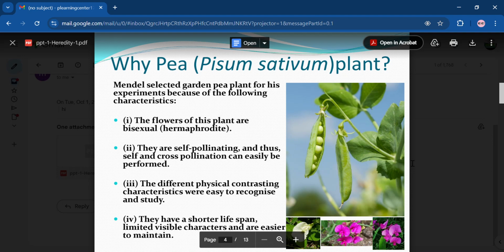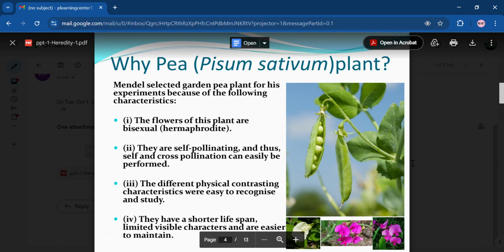Hi students. Previously we have studied the allele, gene, homozygous, heterozygous, dominant character, and recessive characters. Previously I also told that Mendel is the father of genetics. Why is he called the father of genetics? Because he started the experiments and told the world about the gene, which produces characters.